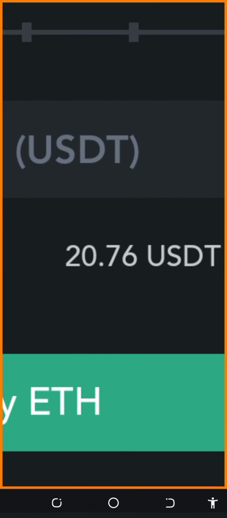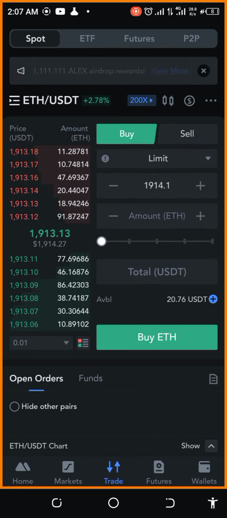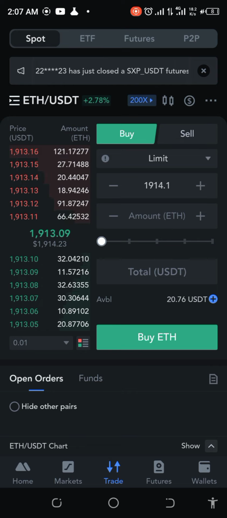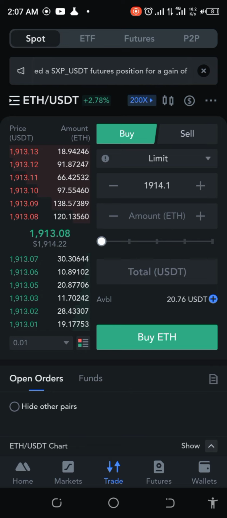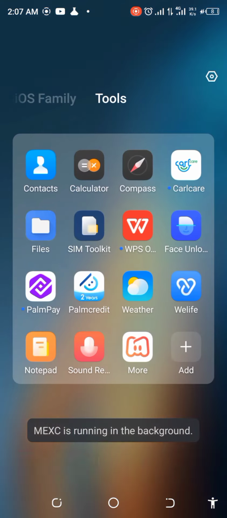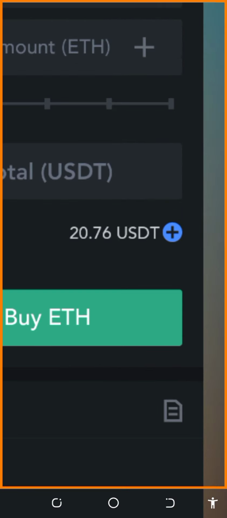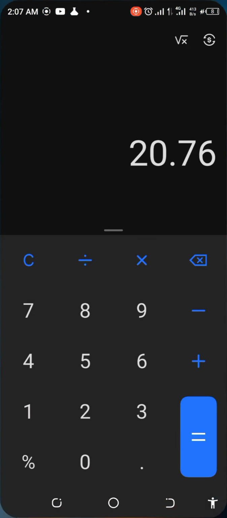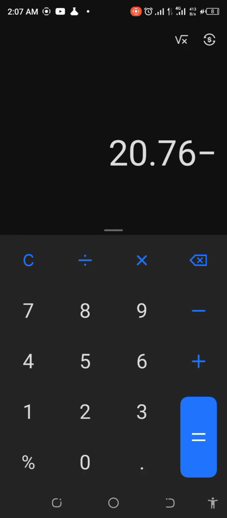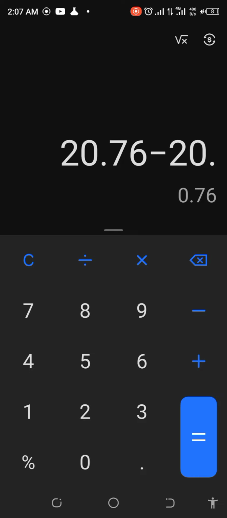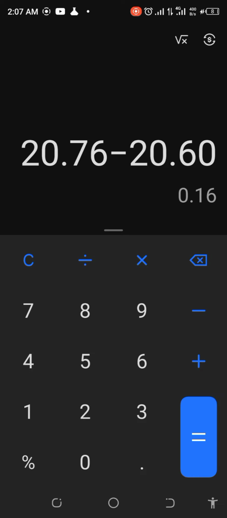Can you see that we have 20.76 USDT? Don't forget that we started out with 20.60, even though it only picked up 20.59. So let's go to our calculator and do the mathematics. 20.76 minus 20.60 is 16 cents. It wasn't exactly fantastic, but it's something.